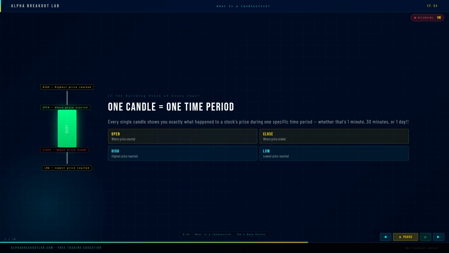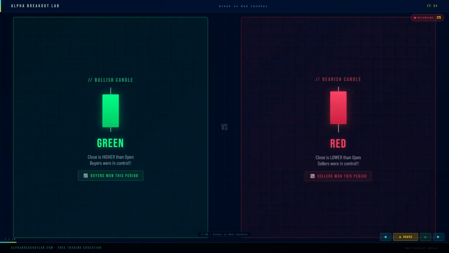The high, the highest price reached during the period. The low, the lowest price reached during the period. These 4 data points are captured in every single candle, whether you are looking at a 1-minute chart or a daily chart. The candle always tells the same story.